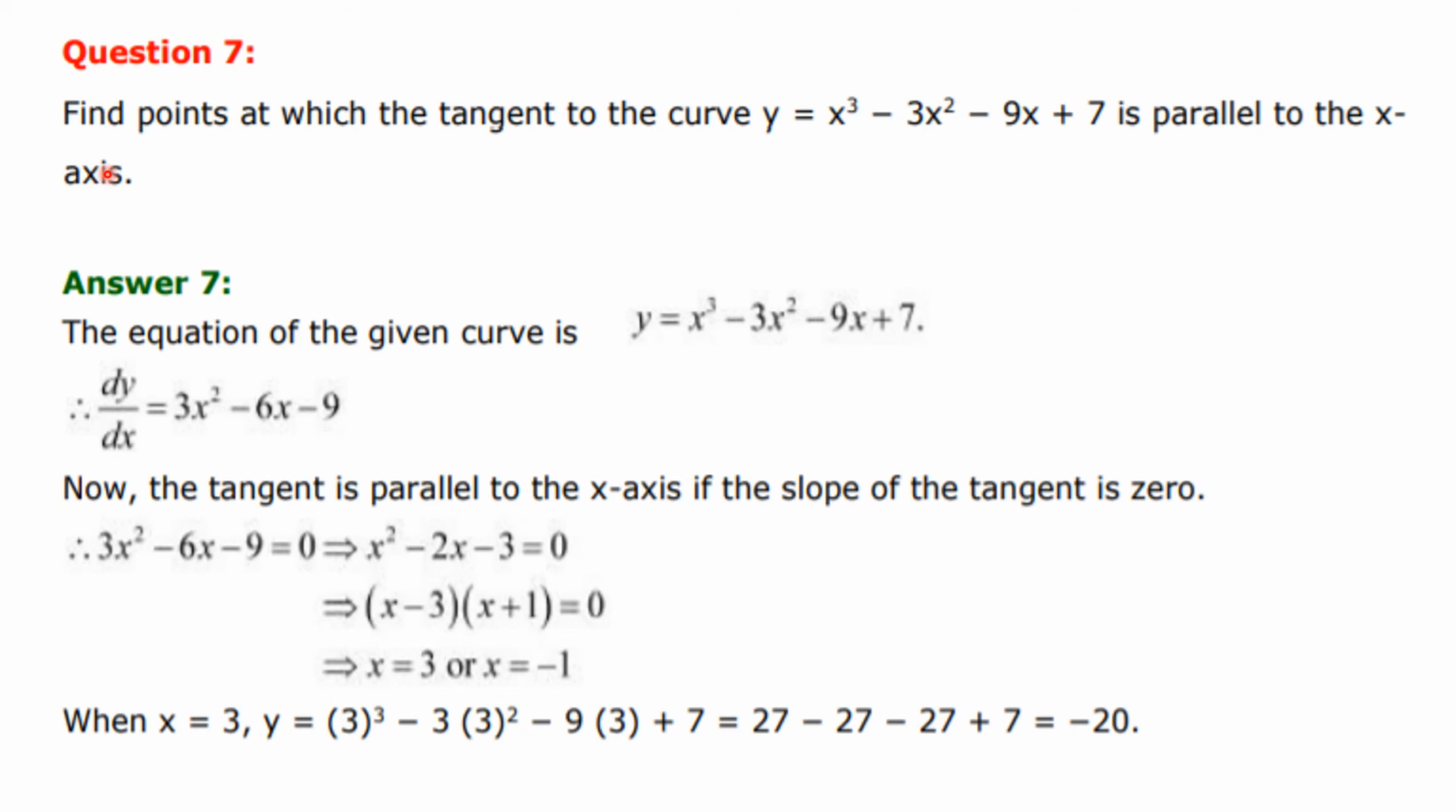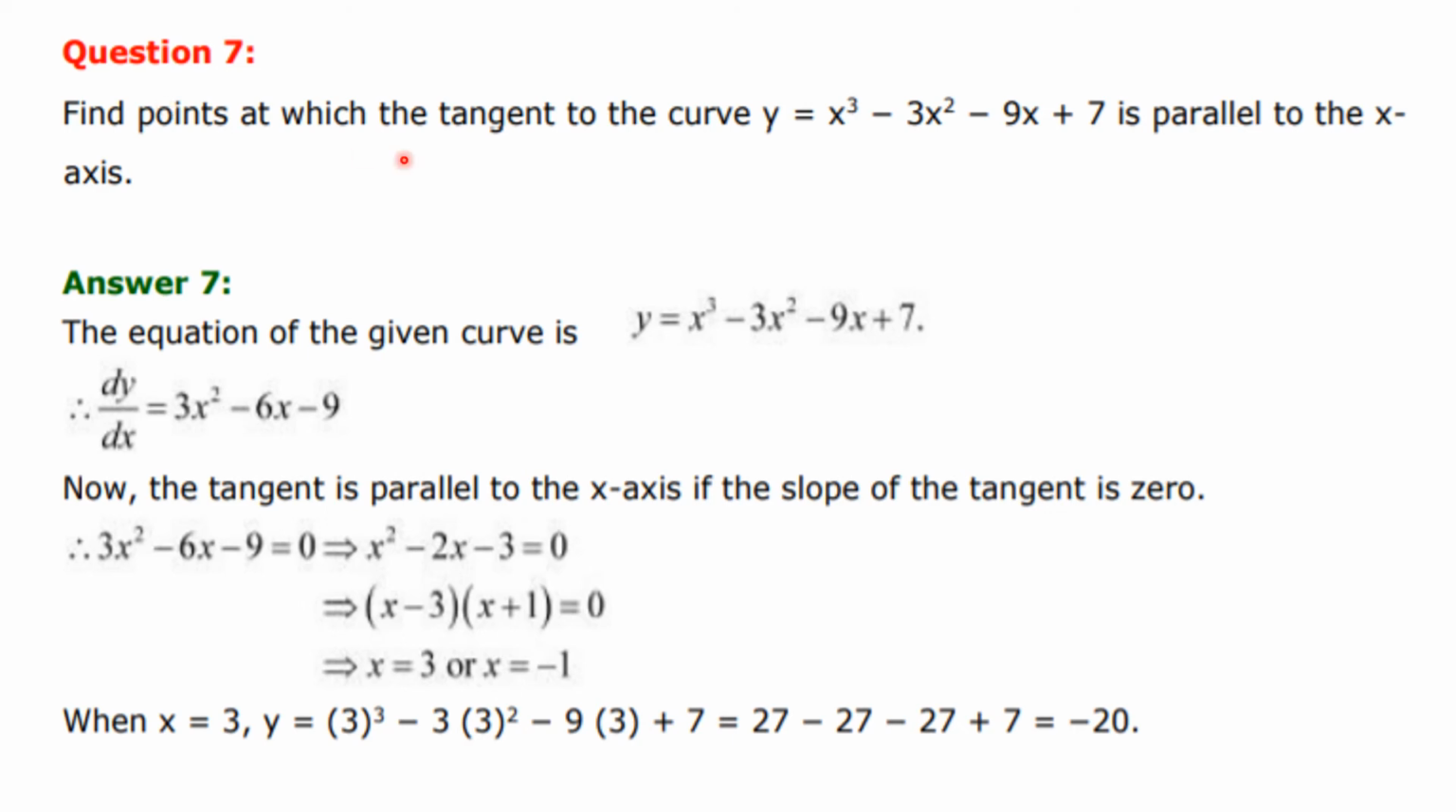Okay, my children? Right. Now I am explaining question number 7. Find the points at which the tangent to the curve y is equal to x cube minus 3x square minus 9x plus 7 is parallel to the x-axis. Understood this question, my children? Here we have to find the points, not the slope of the tangent.